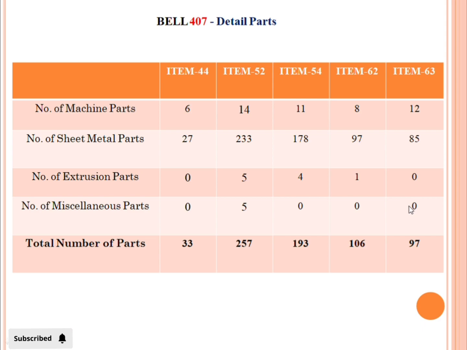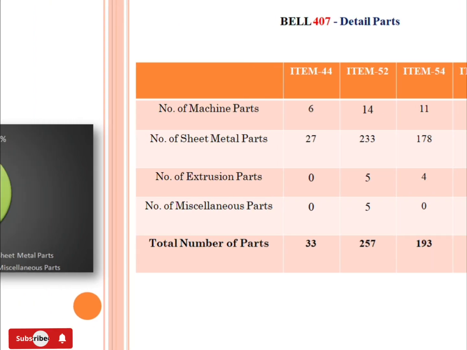So overall, the total number of parts used for item 44 is 33. 257 total parts will be used for item 52 in order to carry out the assembly operations. 193 total parts for item 54, 106 parts for item 62, and for item 63 it is 97. This is the detail of the parts which will be consumed by the sub-assembly operations.